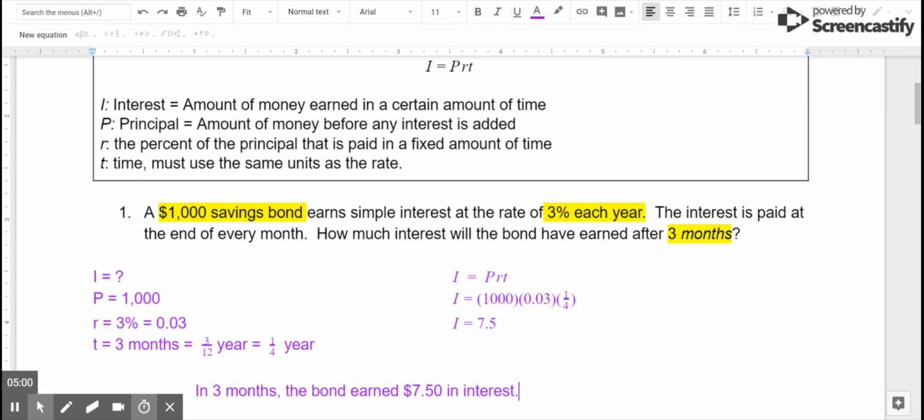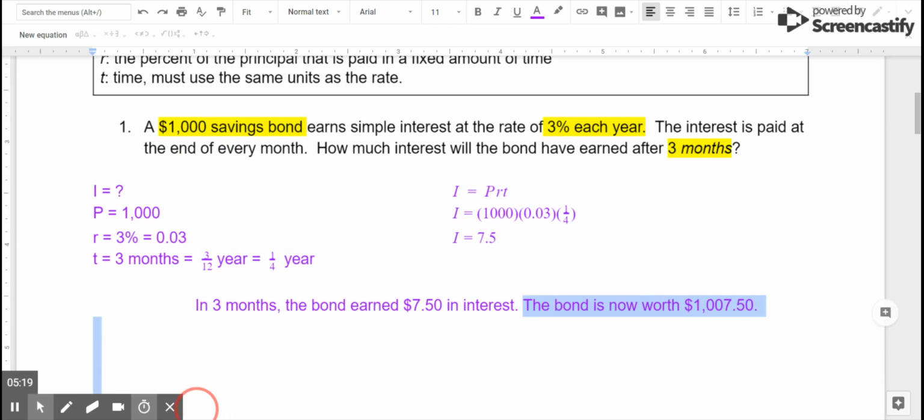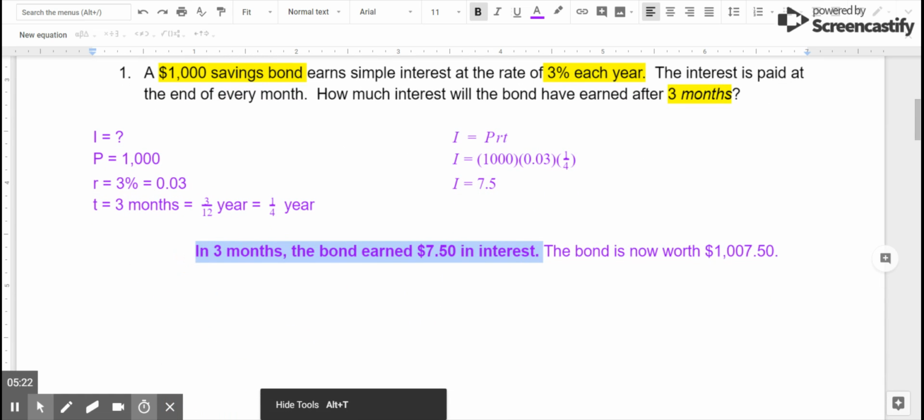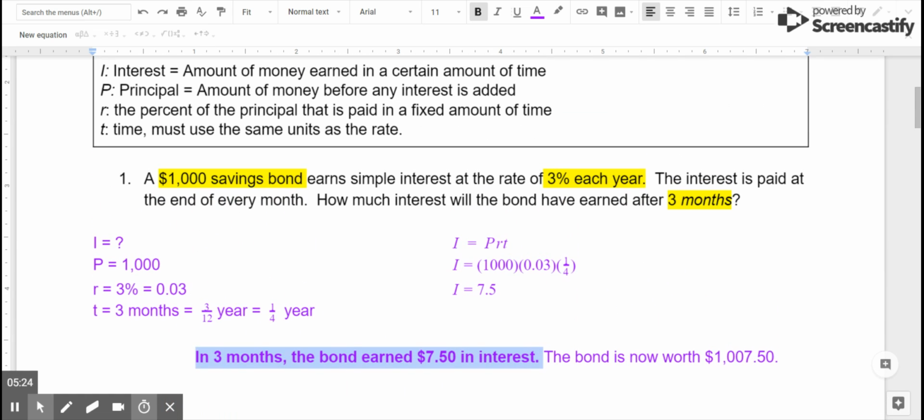That's technically the answer to my question. What this means, though, is that the bond is now worth $1,007.50, right? Because it started out at $1,000 and it's earned $7.50 in interest. So just to clarify, this part in bold, this is the answer to the actual question. But this other part is important too, just remembering that distinction between the $7.50 in interest and what the bond is now worth.